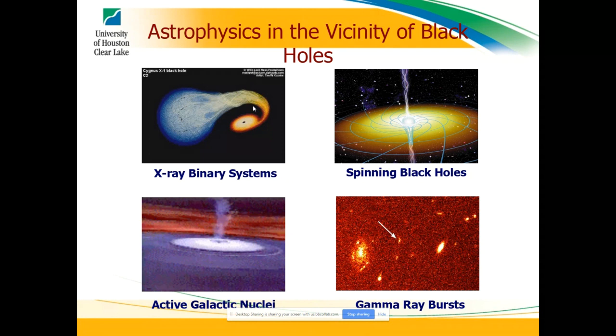Another thing is, you would see this spinning material, and a lot of that can come from spinning black holes, which is actually what causes active galactic nuclei. Material falls in, but it picks up so much angular momentum that it shoots out.